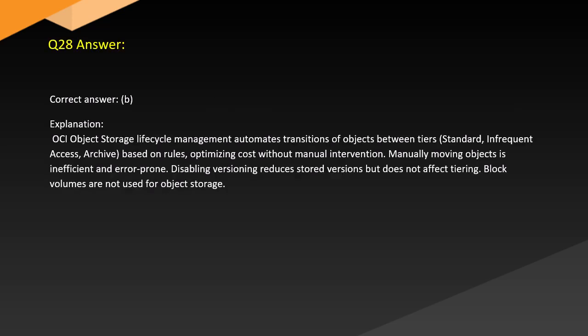Answer. Correct answer: B. Explanation. OCI object storage lifecycle management automates transitions of objects between tiers, standard, infrequent access, archive, based on rules, optimizing cost without manual intervention. Manually moving objects is inefficient and error-prone. Disabling versioning reduces stored versions but does not affect tiering. Block volumes are not used for object storage.